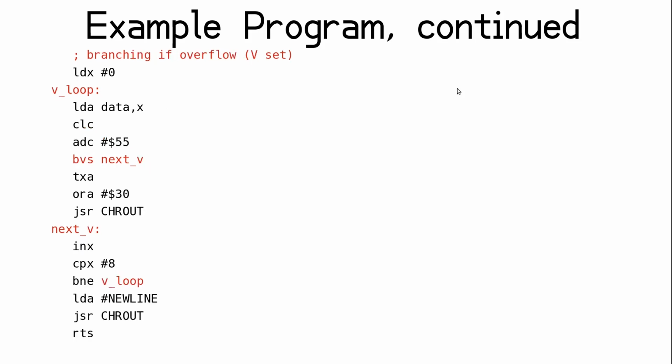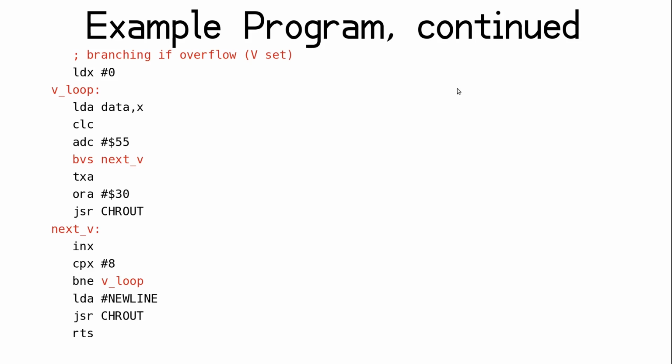The third and final loop of this example is very similar to the last one, with only changing the BCS to a BVS and some new labels. The addition will result in an overflow condition if the data value is positive, and the result of the add is negative, as we are adding another positive value in hex 55.